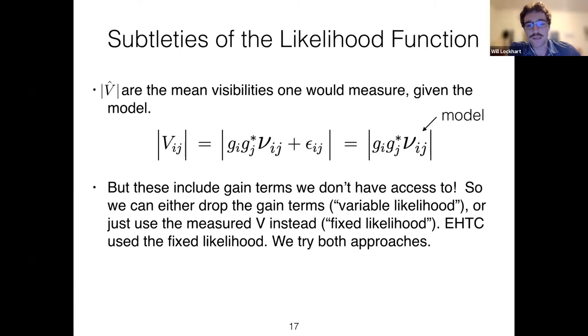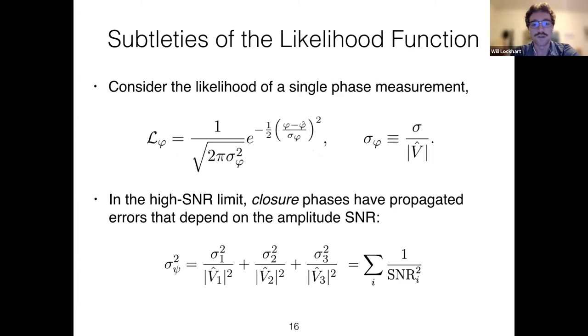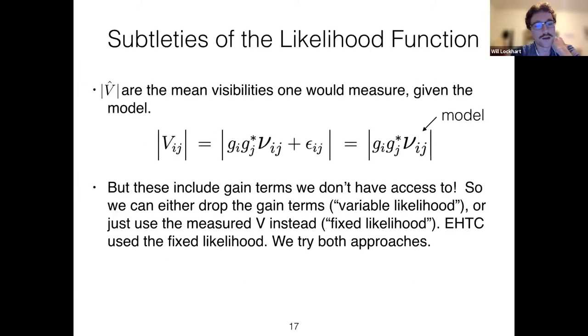We refer to these as the fixed likelihood and the variable likelihood. That's one of the main things I'm going to show results comparing: these two likelihood formulations. Remember, the formula appears just in the uncertainty on our closure quantities, but that has an important effect. I'm going to skip ahead. I hope that made sense. You can think of it as two different approximations that both seem reasonable for how to do a likelihood function when you're not explicitly modeling the gain terms.